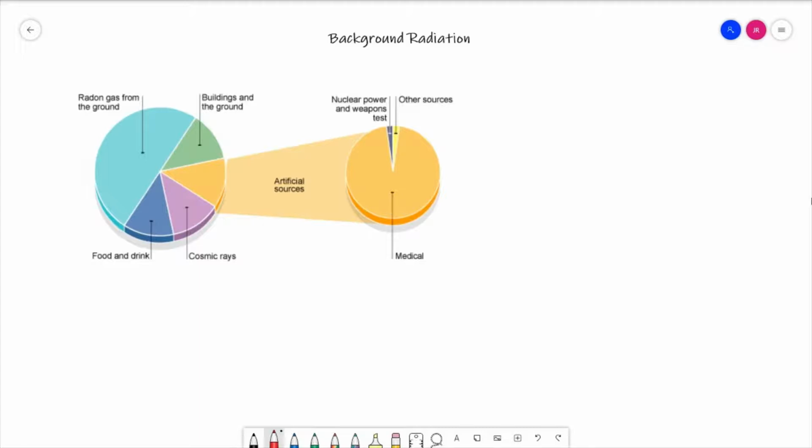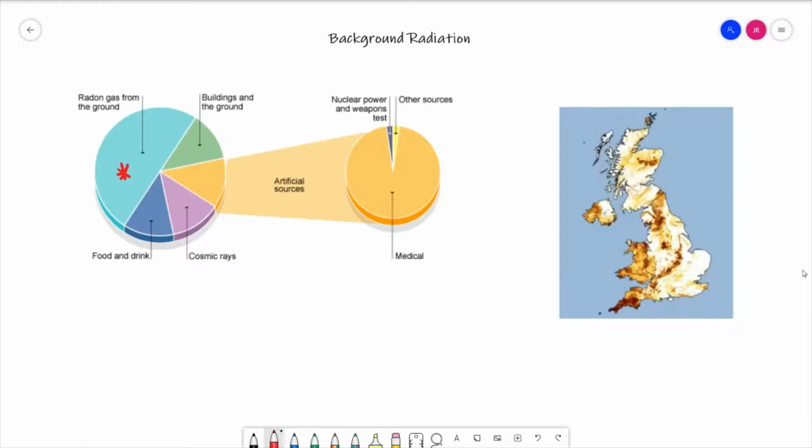Now you can see from the pie chart that around about half of all of the background radiation that we will experience comes from radon gas in the ground. On the screen then is a UK map that shows where the risk areas for radon gas are. The darker brown areas show you where there's a higher risk or a higher concentration of radon gas coming from the ground, and in the white areas that's where there is less of a concentration.